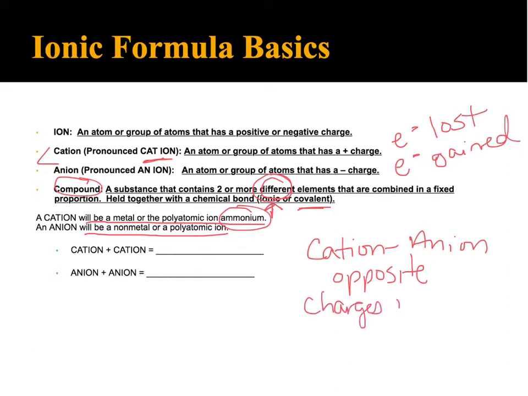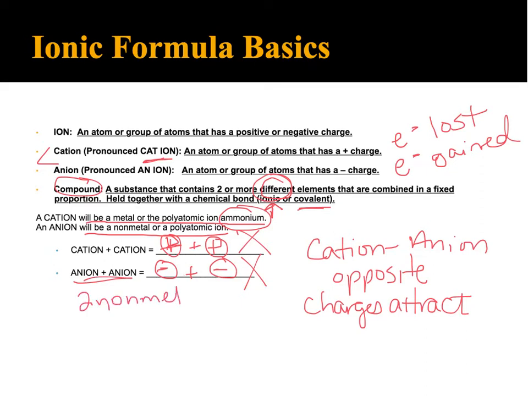because opposite charges attract. So if you take two positively charged ions, so if you have two cations and they're trying to combine, you're not going to get a compound. And the same thing is going to happen if you tried to combine two negatively charged ions. You're also not going to get an ionic compound. Now, two nonmetals can make a covalent bond. So two nonmetals can make a compound, but it won't be ionic.